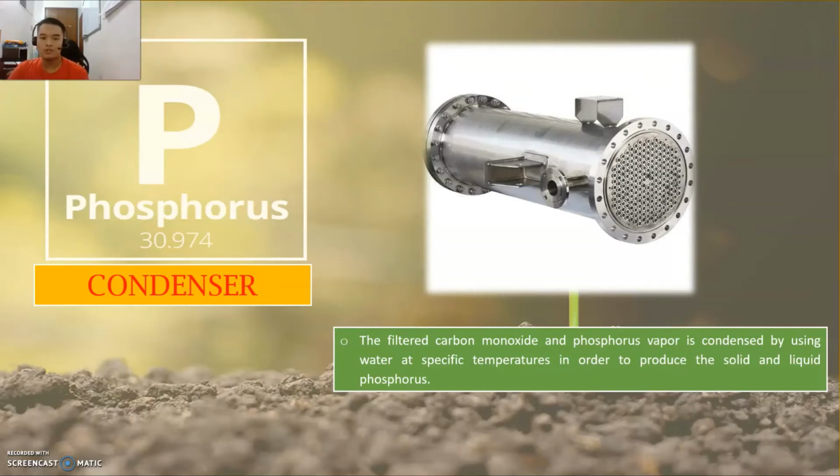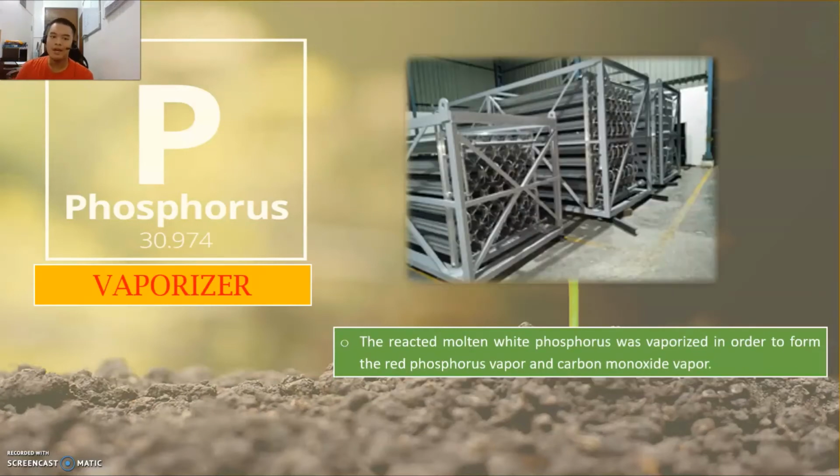But for red phosphorus, it uses the same machines, but an additional machine is also added. That additional machine for red phosphorus production is the vaporizer, because the reacted molten white phosphorus is vaporized in order to form the red phosphorus vapor and carbon monoxide vapor. So in short, in order to create white phosphorus, you need the electrothermal reactor, the condenser, and the filter. But for red phosphorus, you need all three machines and an additional machine, which is the vaporizer.